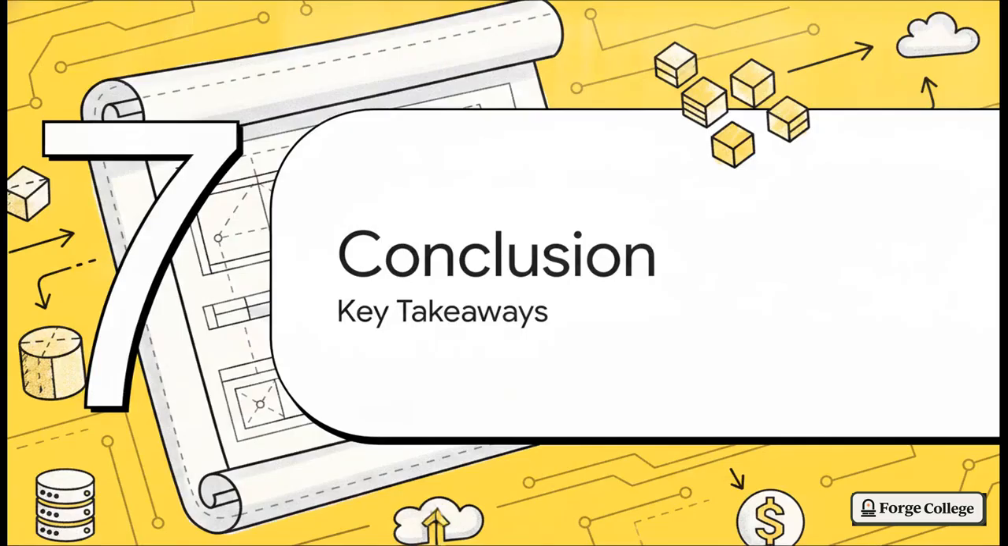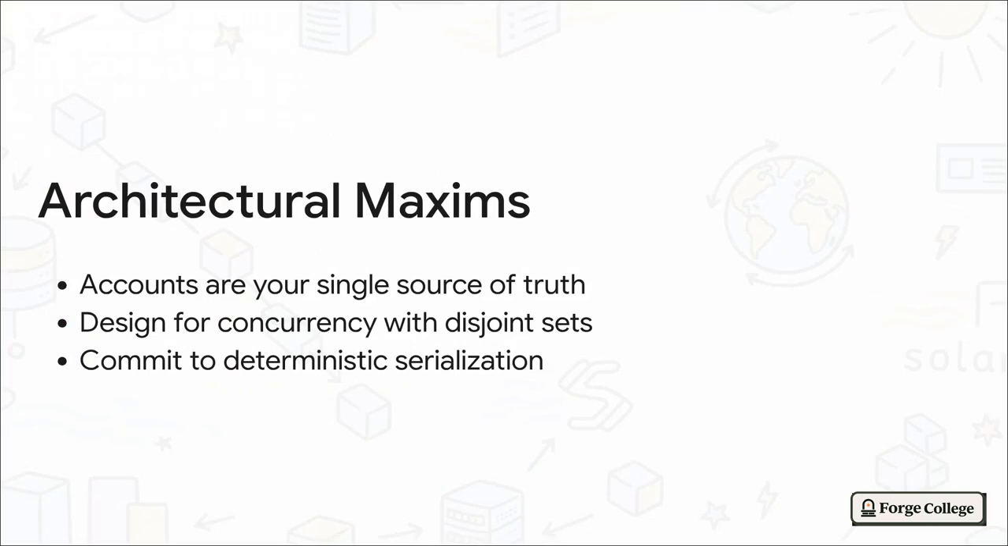Section 7. Conclusion. Key takeaways. All right, let's wrap up our blueprint reading session. If you remember nothing else from this explainer, remember these 3 architectural maxims. 1. Accounts are your absolute single source of truth. 2. Design for concurrency by using disjoint writable sets so the cashier doesn't have to slow down. And 3. Commit to deterministic binary serialization, like Borsh, to guarantee everyone agrees on what the bytes actually mean.